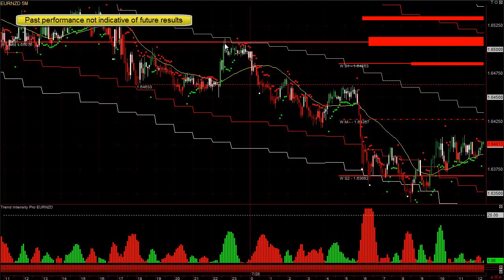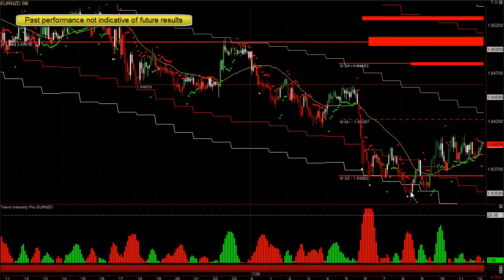Also note, a pullback up to the hourly last night. Again, great place to go short when the currency's weak. Small 30 pip profit. Short again right here. Small 5 pip profit. Short again here. 60 or 70 pip profit.